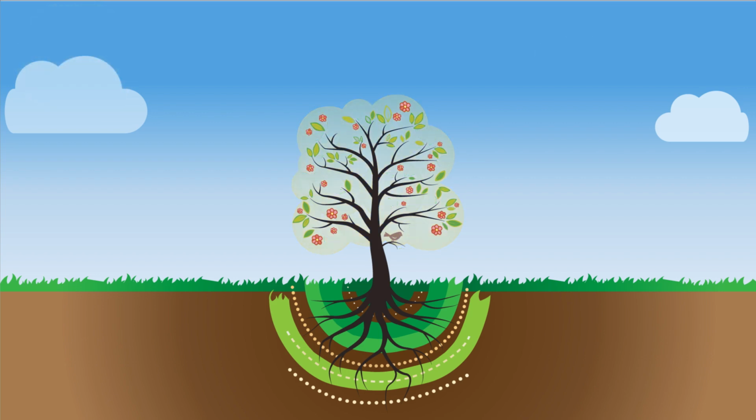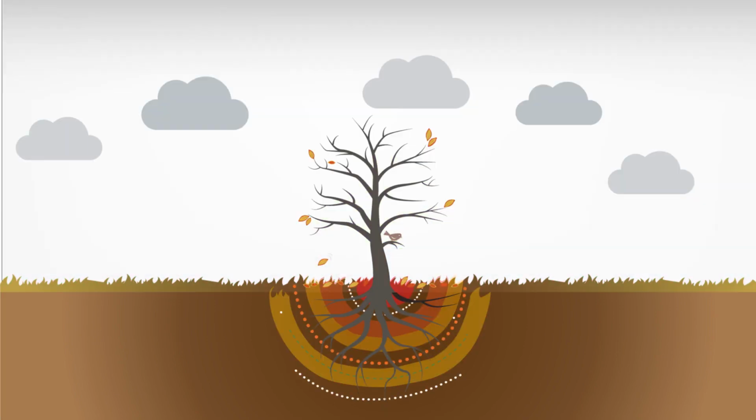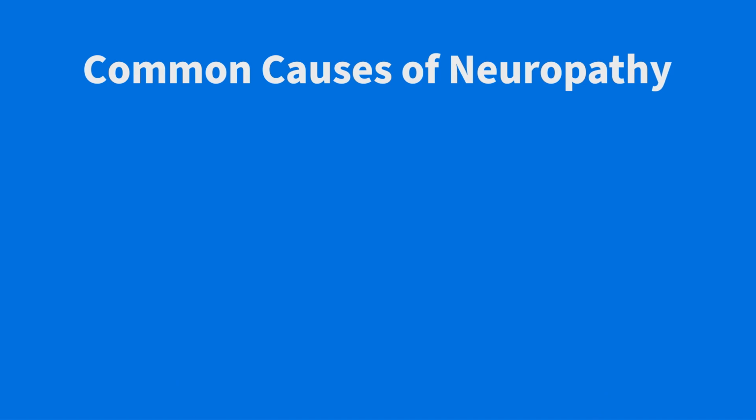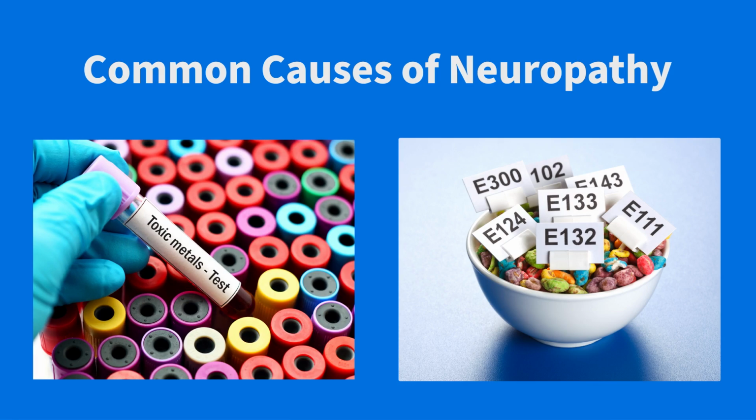If the tree goes without water for 2 to 3 months, you can bring it back with water and nutrients. However, if it goes too long without water, the tree will eventually die. Neuropathy can be caused by many things. The most common are heavy metal toxicity and many food additives, some of which are actually banned in other countries.